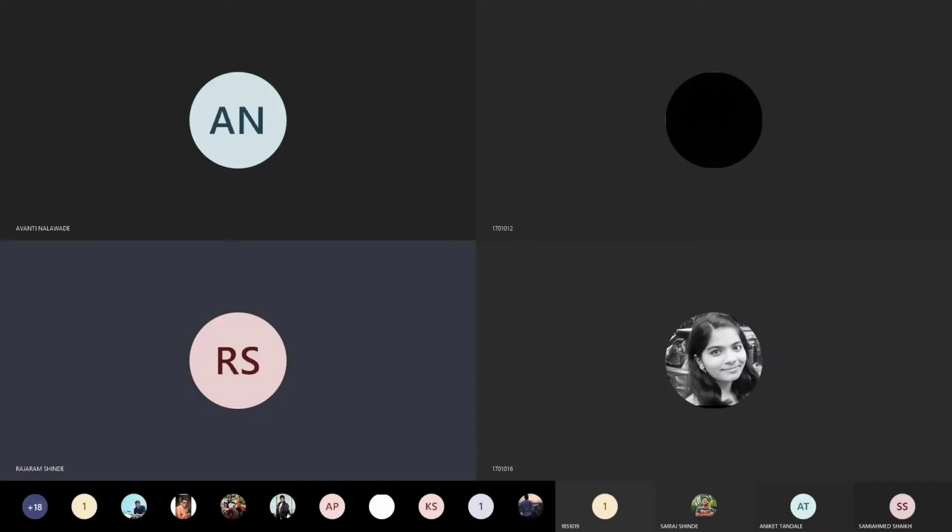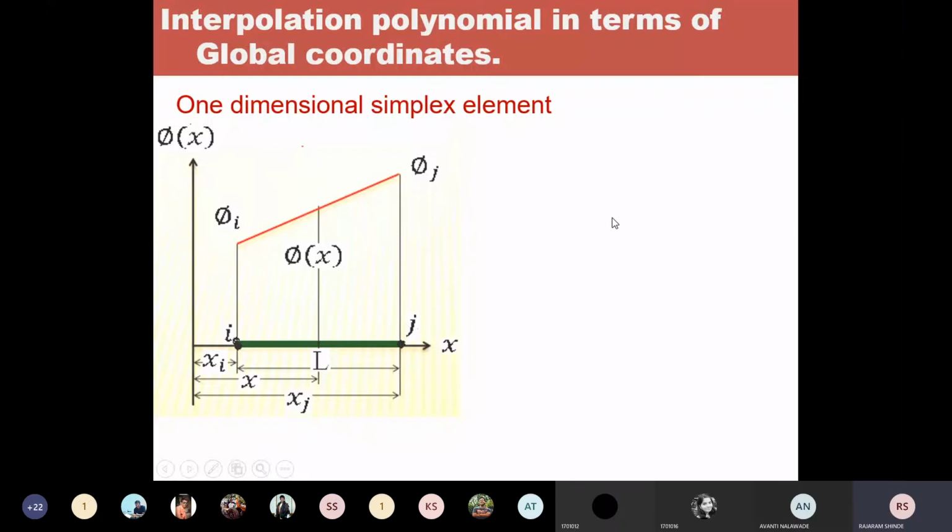How to write the interpolation polynomial, what are the different rules for writing the interpolation polynomial, and what are the benefits of higher order element and linear element. Now we have started this interpolation polynomial in terms of global coordinate system. That means here there are two parts. One is interpolation polynomial in terms of global coordinate system, and one in terms of the local coordinate system.